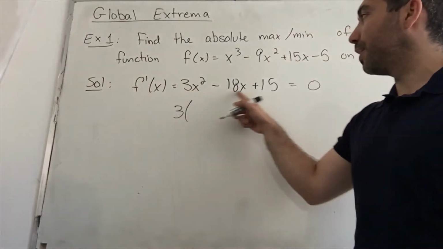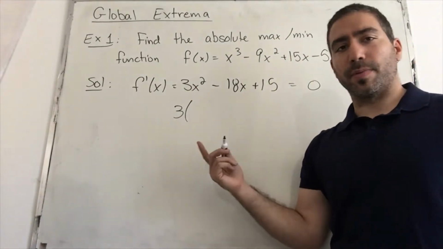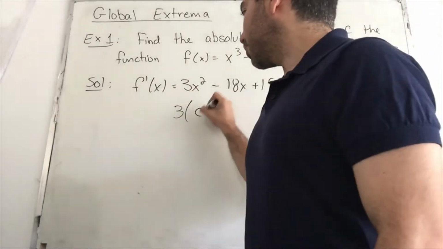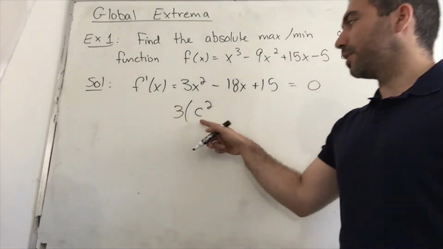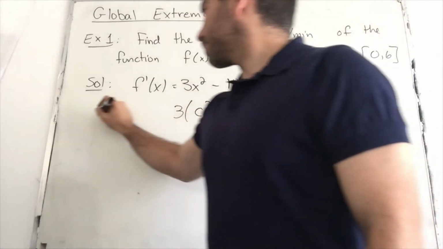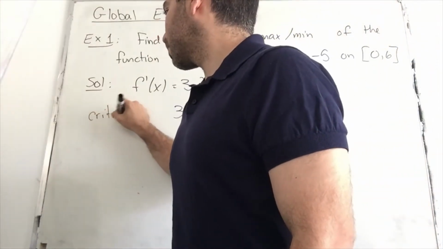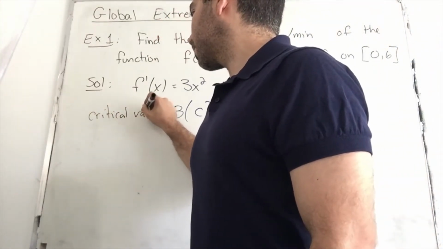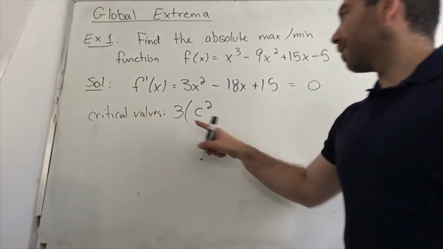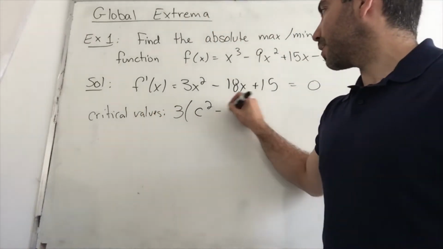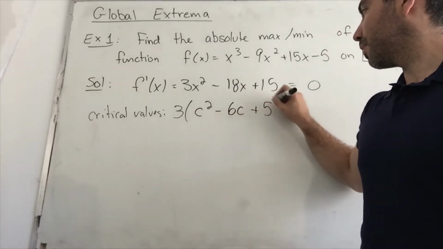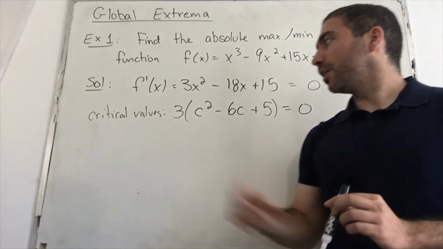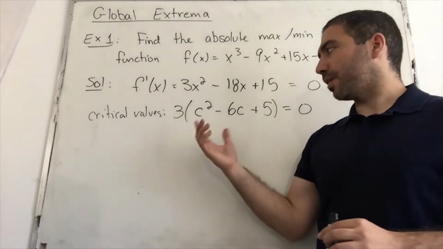I'm going to factor out a 3 because 3, 18, and 15 are all divisible by 3. So we're left with 3. I'm just going to rewrite c squared instead of x. If you want to leave it as x, that's fine. I'm just going to use c because we're using critical values. We have 3 factored out, c squared minus 18 divided by 3 is 6, c plus 5 equals 0. Okay, so we could divide by 3 just to get rid of it, but it doesn't bother us.